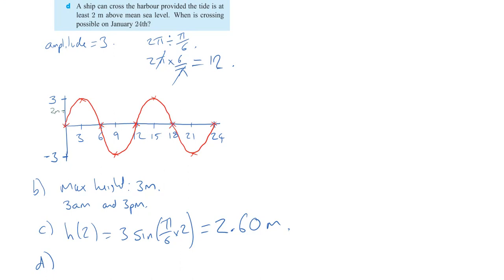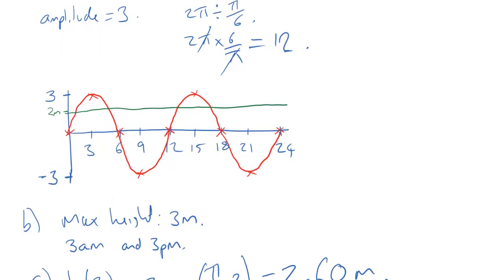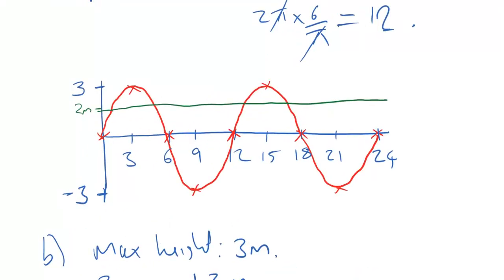So if we imagine the 2 meter line here, you can clearly see that it's possible between certain specific values of x. So if we can find these points here, then that will be our boundary where the height is above 2 and the ship can cross.